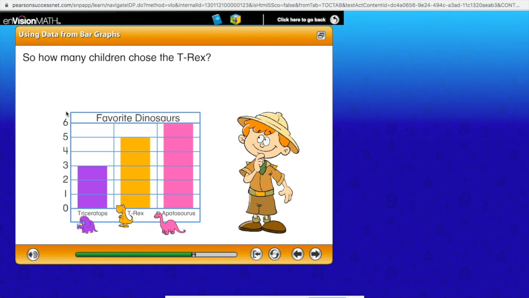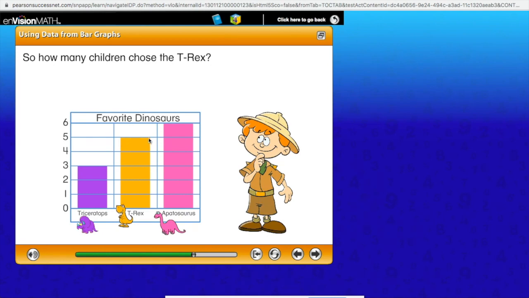However, if you take a look on the left-hand side here, you'll see numbers. The bottom being 0, meaning no one voted. And then it goes all the way up to our top vote, which is 6. So it goes from 0 to 6. I want to know how many children voted for T-Rex as their favorite dinosaur. So I read this bar graph by looking only at the T-Rex category. I go all the way to the top of where the T-Rex ends.